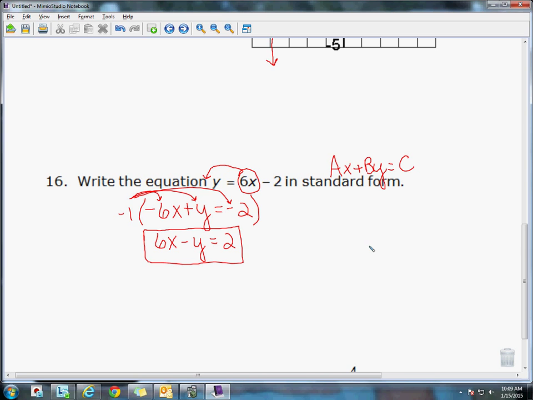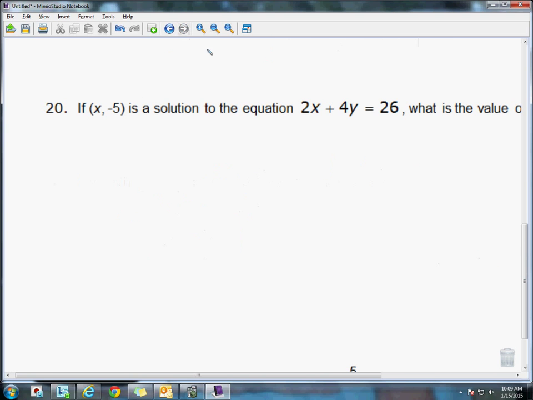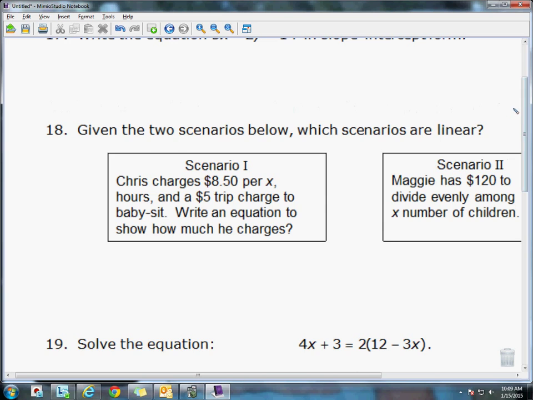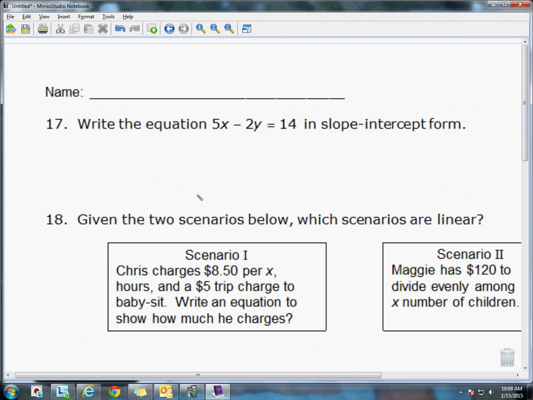All right, number 17. It says write the equation 5x minus 2y is equal to 14 in slope-intercept form. So this is y equals mx plus b. This is where you have to do your exciting move and your great divide. So I have a negative 2y is equal to, if it's positive, when you move them over, it's going to become negative plus 14. Your great divide is dividing everything in here by negative 2.